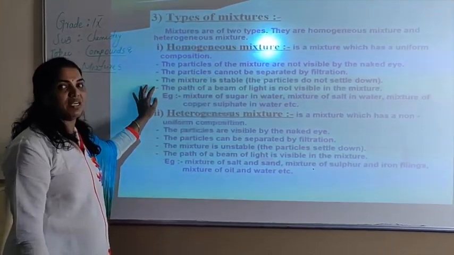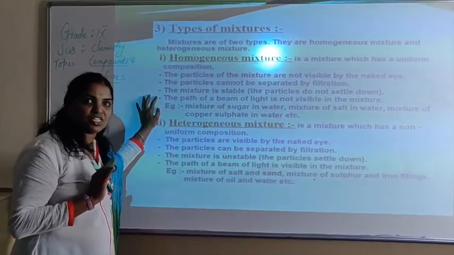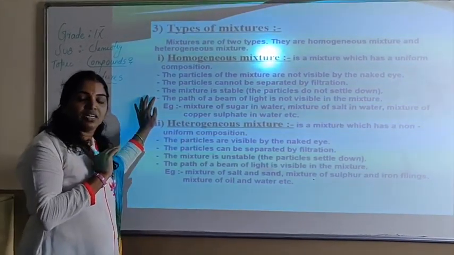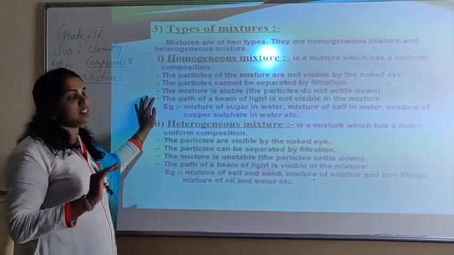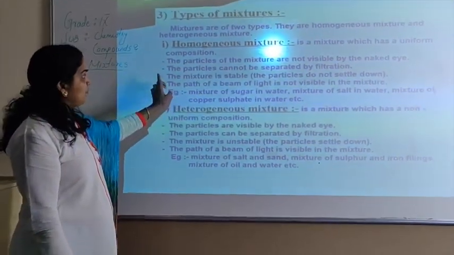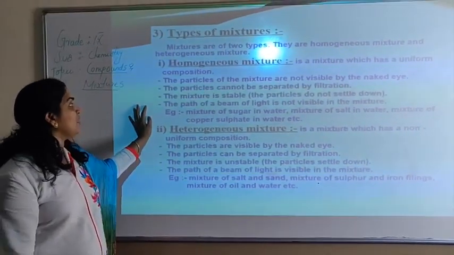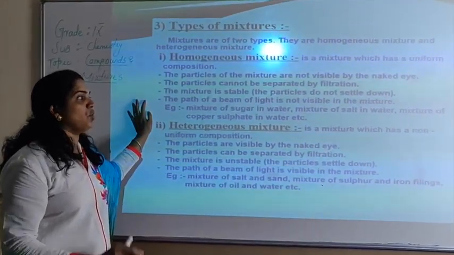The mixture is stable. What do we mean by stable? Stable means the particles of the mixture do not settle down. They stay in the medium. So particles cannot be separated by filtration and the mixture is stable. Particles do not settle down. The path of the beam of light is not visible in the mixture.